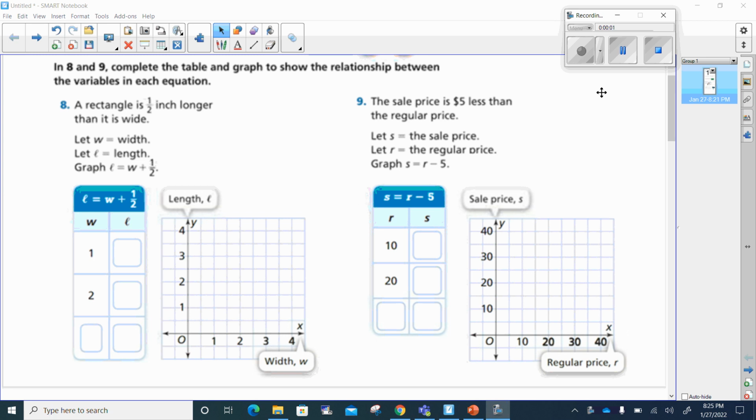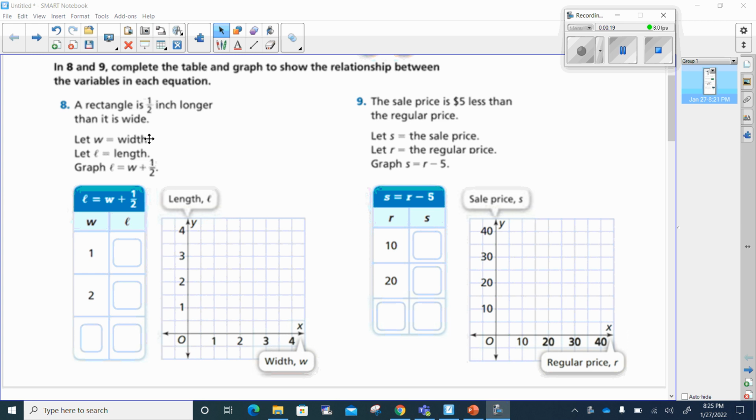On with homework for tonight. I'm going to do all the even ones. First one says, in 8 and 9, complete the tables and graphs to show the relationship between the variables in each equation. A rectangle is 1/2 inch longer than it is wide.